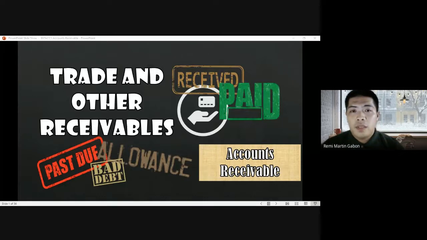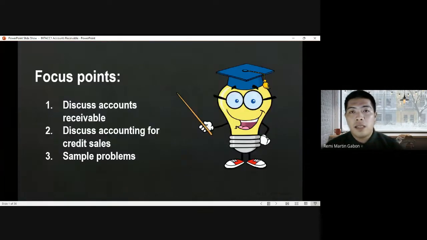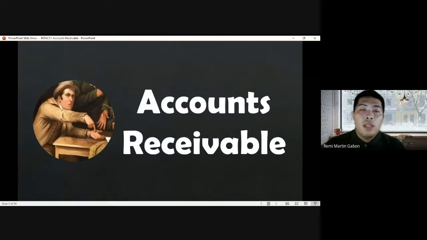Okay. So for accounts receivable, our objectives, our focus points, is to discuss basic concepts for accounts receivable. Then afterwards, we proceed with discussing accounting for credit sale, which is the sales transaction that relates more to accounts receivable. Then we have to solve sample problems as we go along with our discussion. Let's start with accounts receivable, the basic concepts.